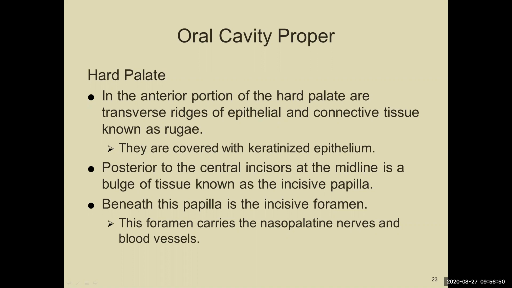Posterior to the central incisors, okay, behind the central incisors at the midline is a bulge of tissue known as the incisive papilla. Sometimes it's a little flat, but that comes in between your two front teeth on the inside, maxillary. And beneath that papilla is an incisive foramen. A foramen is a hole.